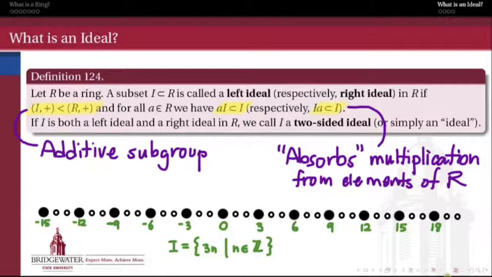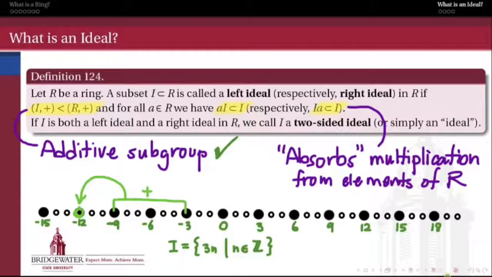And it turns out that this subset is an ideal. Why? Well, first of all, it's an additive subgroup, because if I take any two multiples of 3 and add them, I'm going to get some other multiple of 3, so that part works. And it also absorbs multiplication from elements of R. R in this case is the integers, Z.